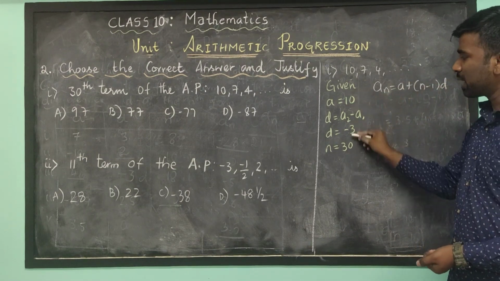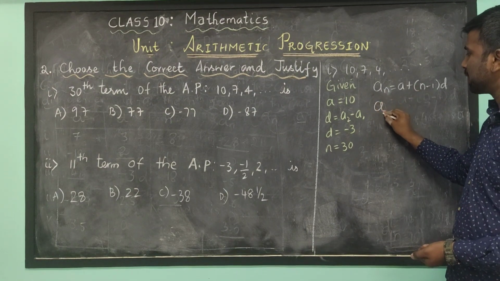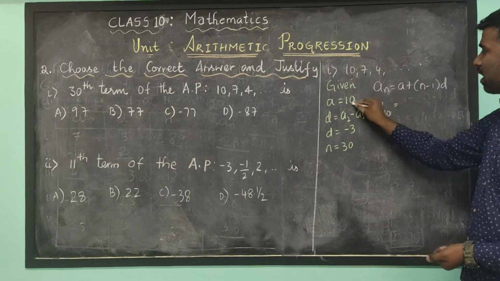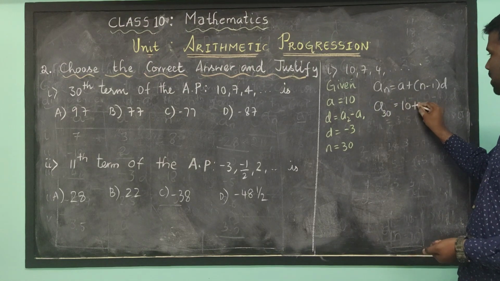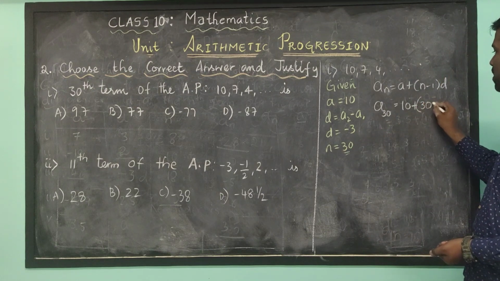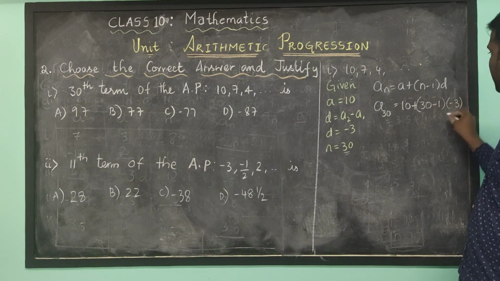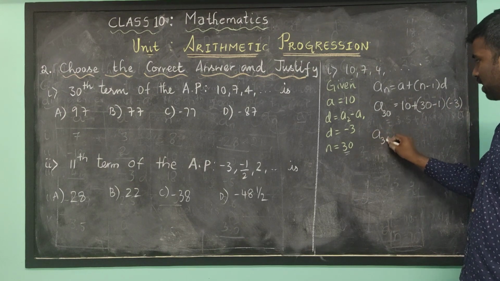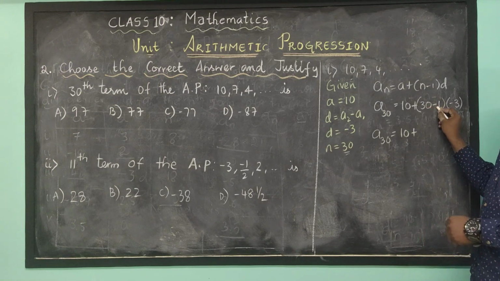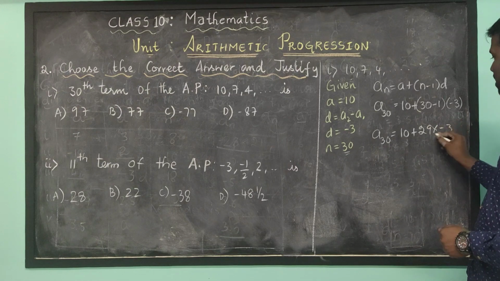Now substitute all these values in this formula. What we get? A30 equals, what is N here? It is 30. Then what is A? 10 plus, what is N? 30 minus 1 into, what is the value of D? It is minus 3. Now A30 equals 10 plus 30 minus 1 is 29 into minus 3.